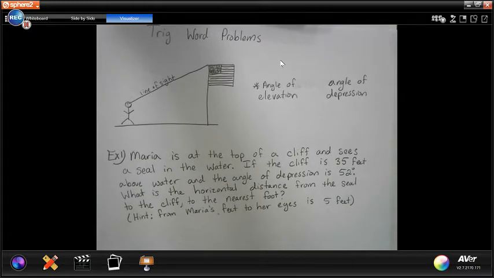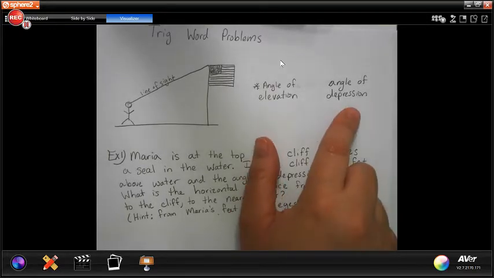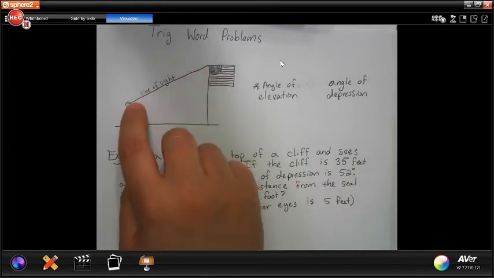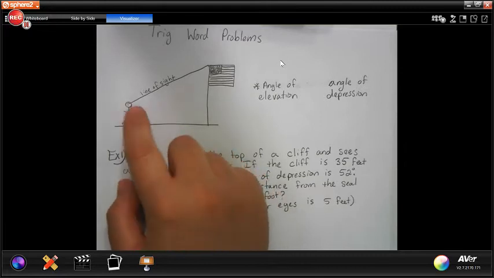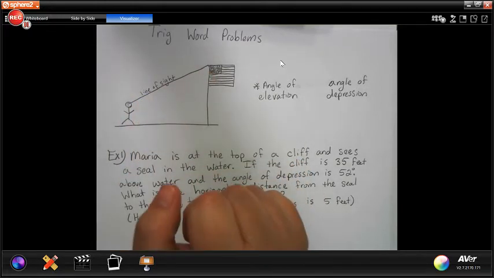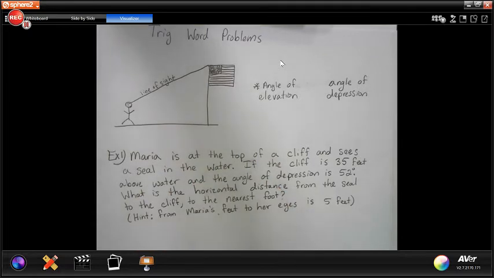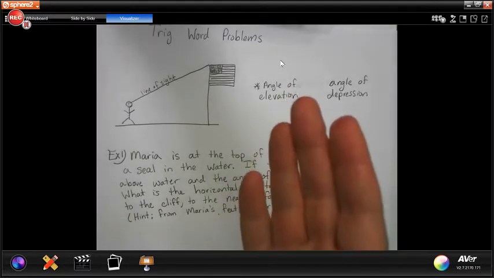There are going to be some words that we use in these assignments called the angle of elevation and the angle of depression. You might see line of sight. Line of sight is from someone's eyes to something. So if this person is looking at the top of the flagpole, that is the line of sight for that person.